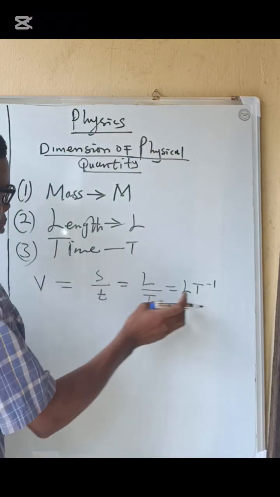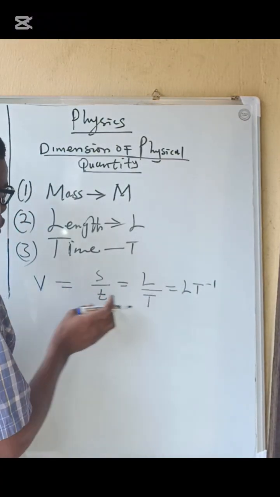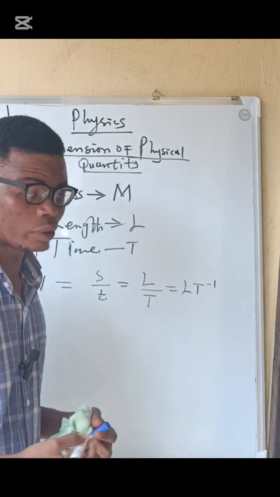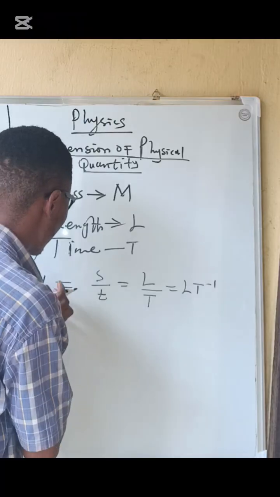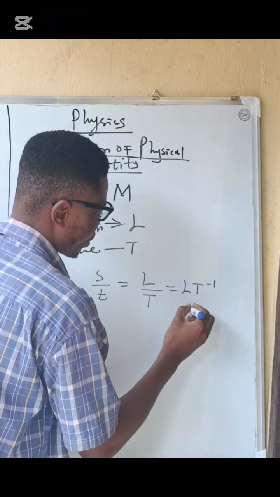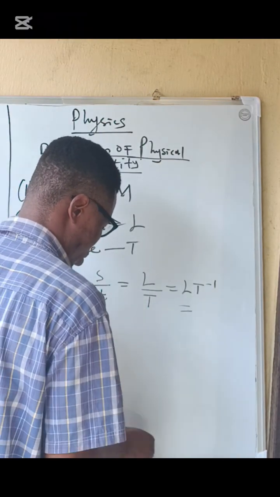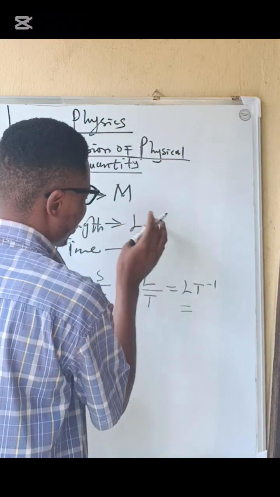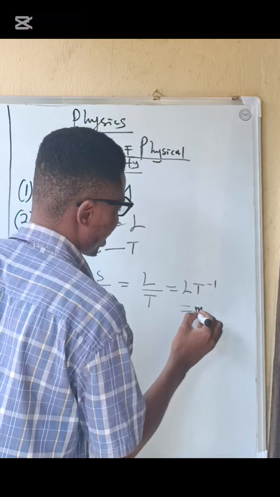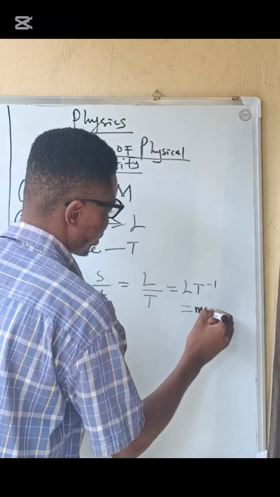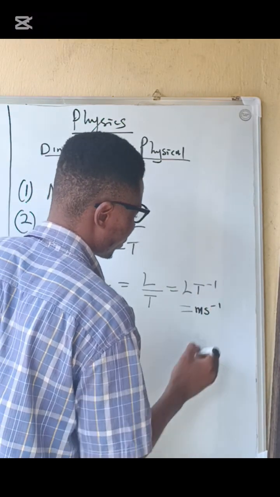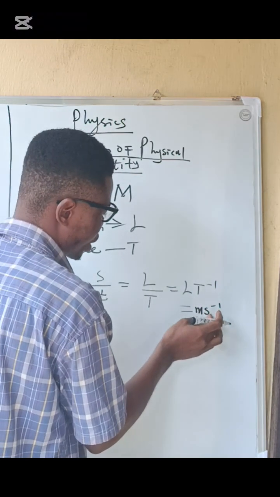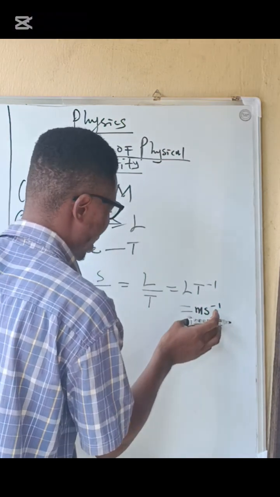So that is it. You can also use this to get the unit. Remember the second use of dimensional analysis, we can use it to derive a given unit for a physical quantity. So if you want to derive a unit for velocity, remember that length is measured in meter, so this is going to be meter. Time is measured in second, raised to minus 1. So it means that the unit for velocity is meter per second.